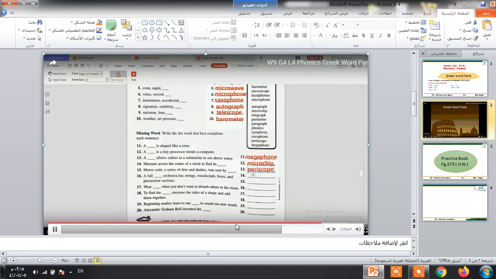Number 14. Measure across the center of a circle to find its, you know this from the math, diameter. Next, number 15. Morse code. Like the Morse code, a series of dots and dashes was sent by, remember the old device that is used to transfer messages? Yes, it was called a telegraph. Remember Morse code?